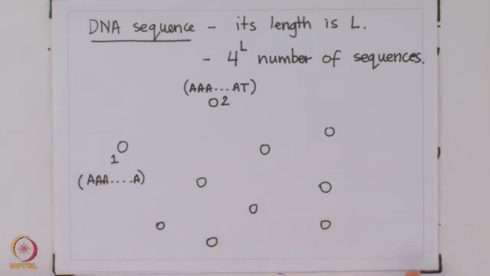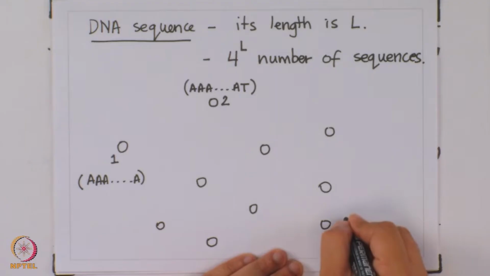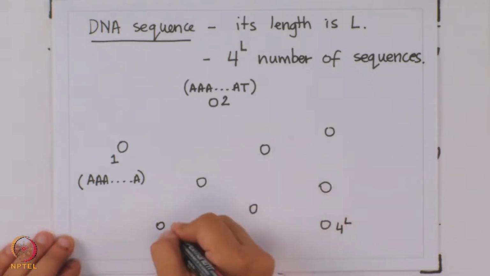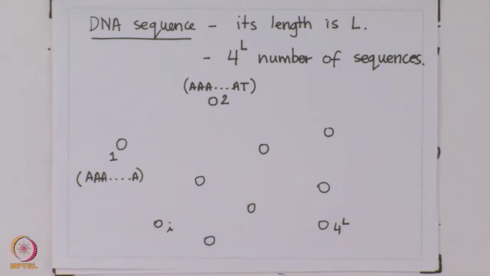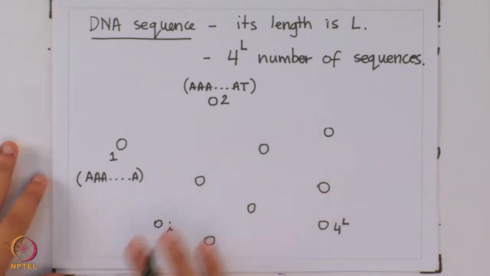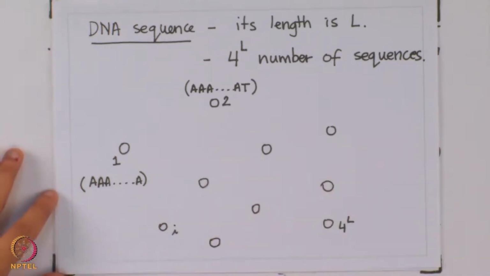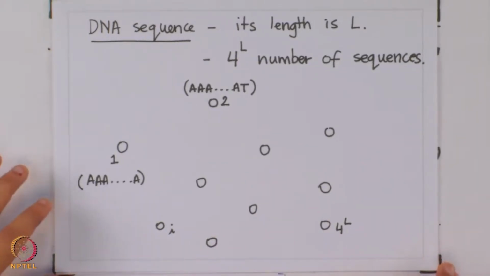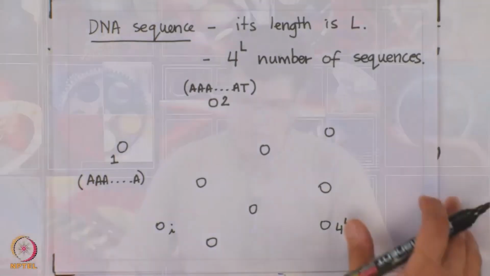Let us draw some of them. Let us say these are the 4 to the power L nodes that we are interested in, and this is the last one, which is node number 4 to the power L, this is node number I, and so on and so forth. So, we have populated this plane with these nodes. Now, what we are going to do is join node I and node J. Let me write that down on a separate sheet of paper.